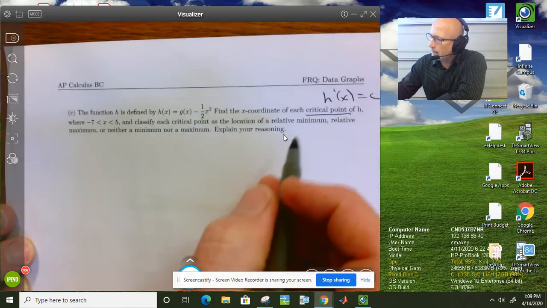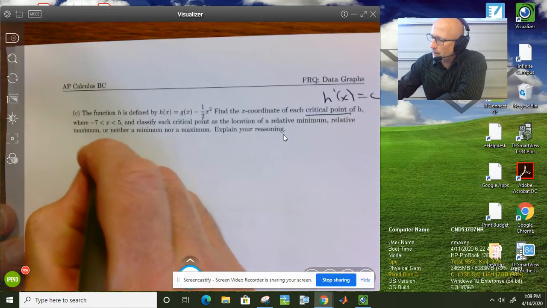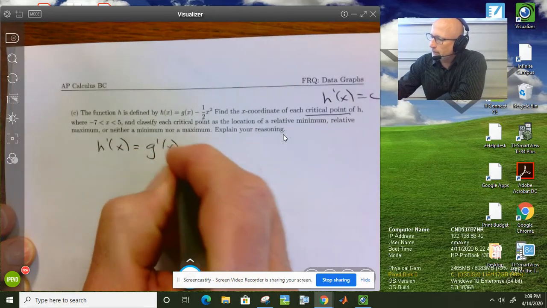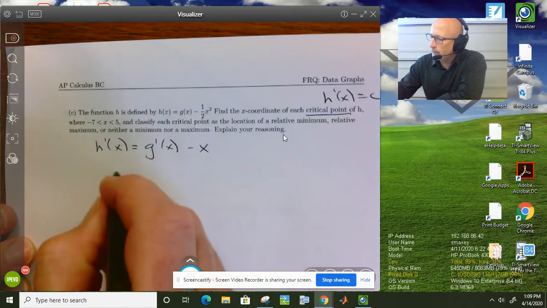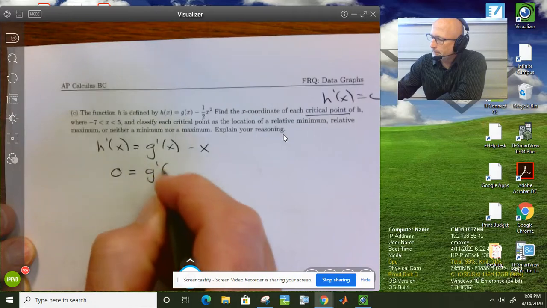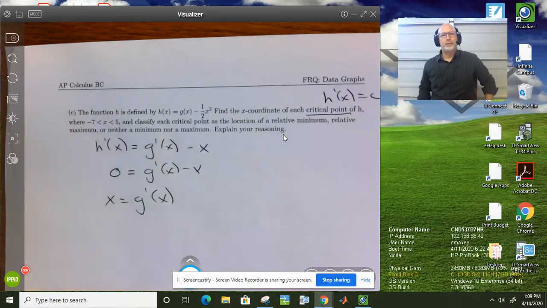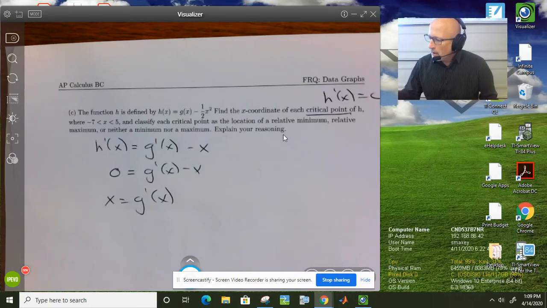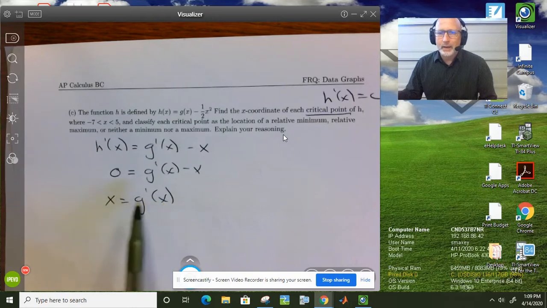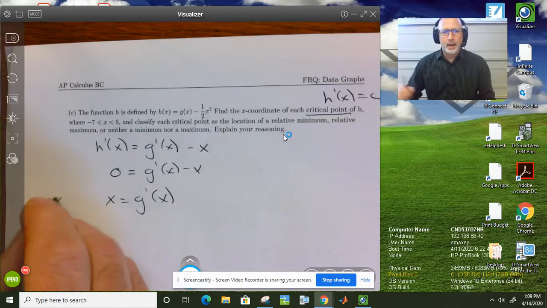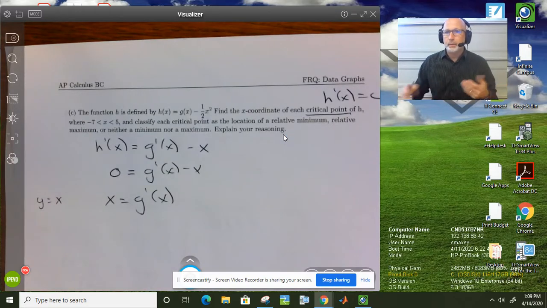So I need to take the derivative here. h prime of x is equal to g prime of x minus x, and I want to know where this is equal to 0. So I have x equals g prime of x. Now, how in the world do you figure out where that's the case? If you think about what happens with this function, you're plugging in x and you're getting out x. That's essentially the same thing as the equation y equals x. It's just y is now g prime.